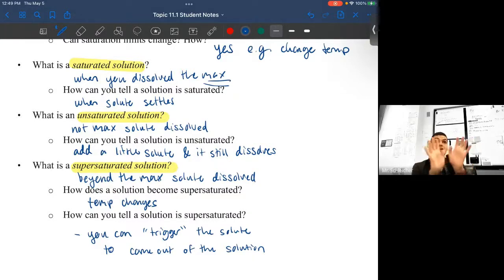If over time things just start settling out of the solution, you start getting things appearing at the bottom of your container. All right, questions from this lesson, y'all? All right, we'll learn more stuff next class period, but this is where we're going to stop for now.